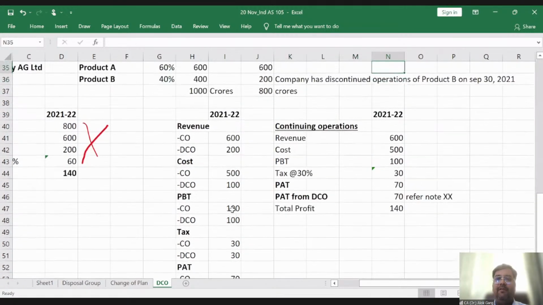What do you think? Which is the better way of presentation? Whether this one, by giving every line item separately and making your P&L a big P&L, or this one, just a summarized P&L. I mean to say, the continuing operation complete P&L, then one line item which is profit after tax from discontinued operation, and give the entire P&L relating to DCO in the notes to accounts.